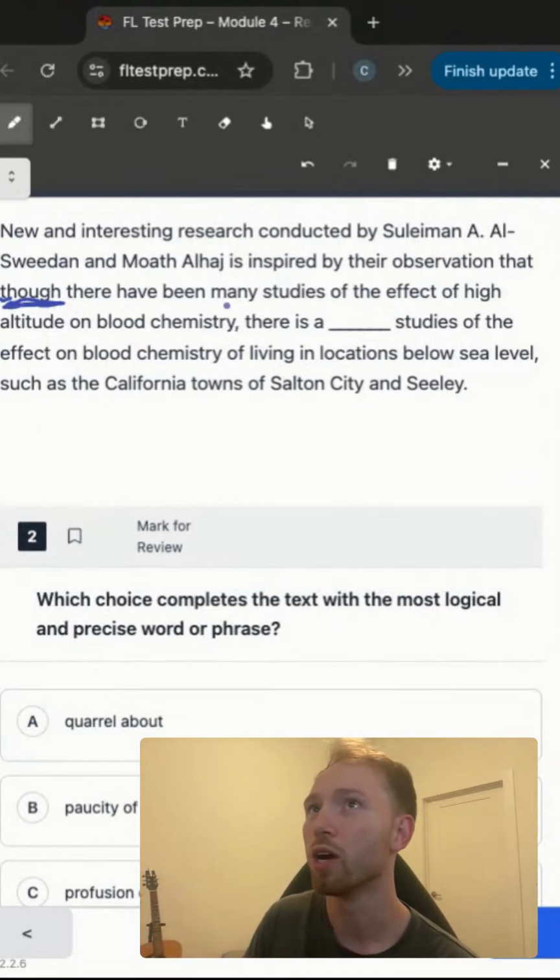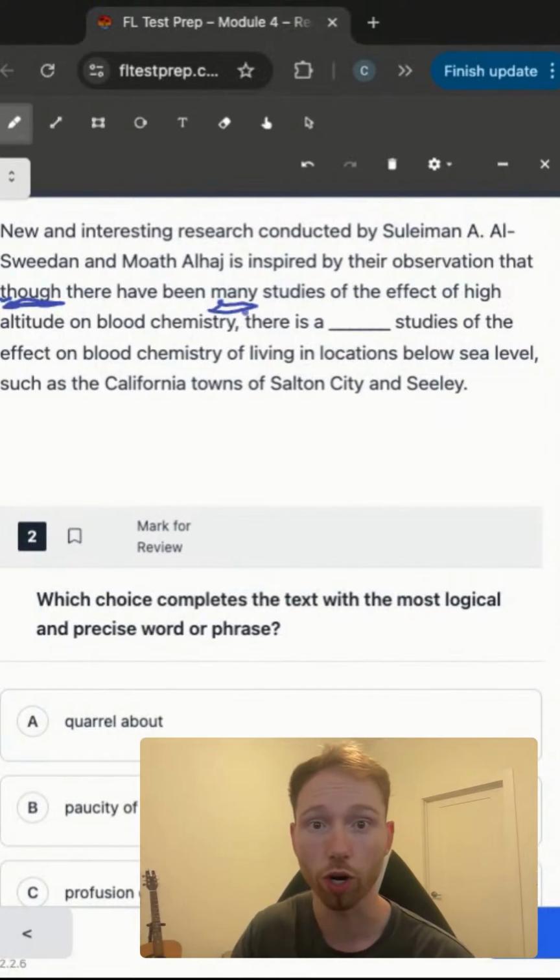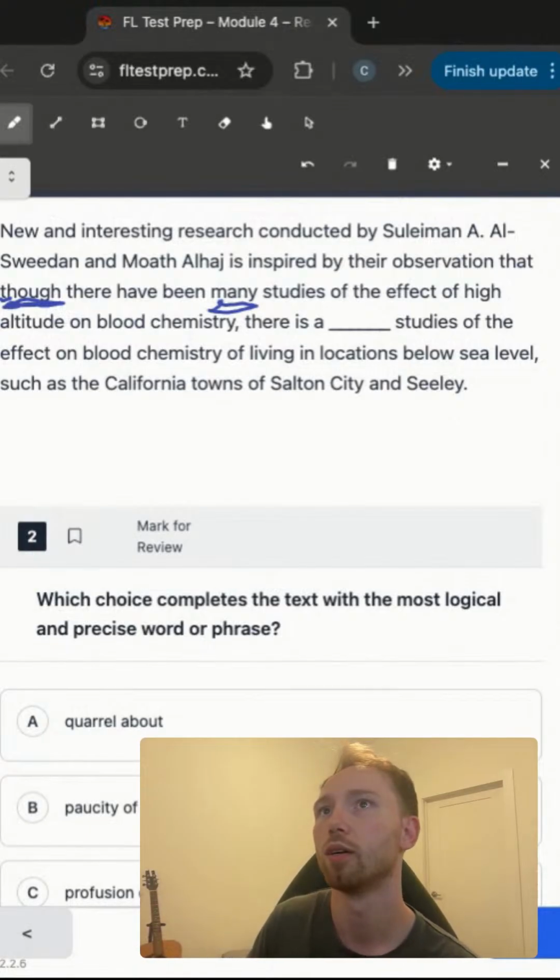Though there have been many studies, so many is a strong word, it changes my idea or perception about these studies, that there are a lot of them. Studies on the effect of high altitude, comma, there is a blank studies of the effect of blood chemistry living at locations below sea level. So let's think about this.